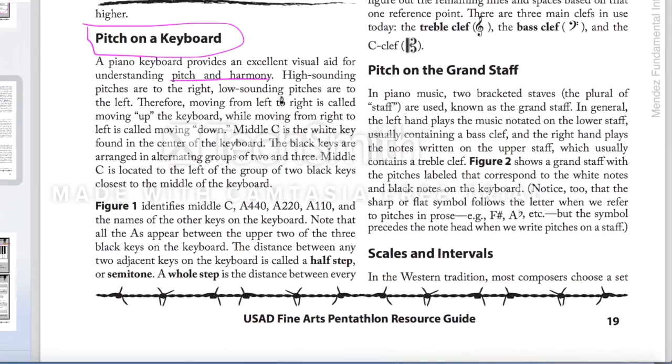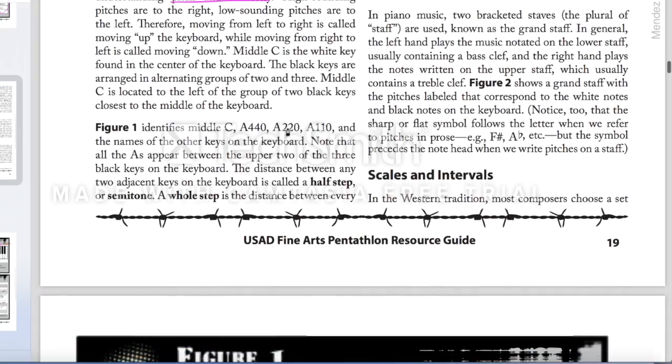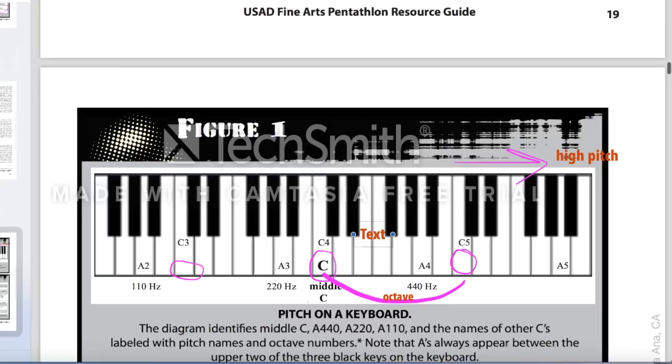Pitch and harmonies. High-sounding pitches are to the right. Low-sounding pitches are to the left. Therefore, moving from left to right is called moving up, obviously, because you're going from low to high. While moving from right to left is called moving down. So let's do that. Up. We're going up. And then if you go the other way, you're going down. That's what that means.